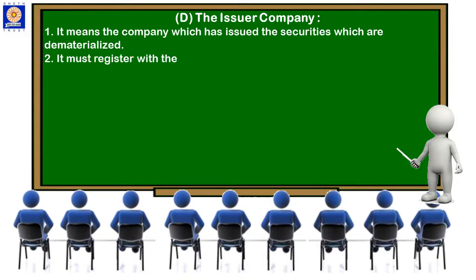The last constituent or entity under the depository system is the issuer company. That is the company in which the beneficial owner actually invests, actually buys the shares and securities of. It means the company which has issued the securities which are dematerialized. It must register with the depository.